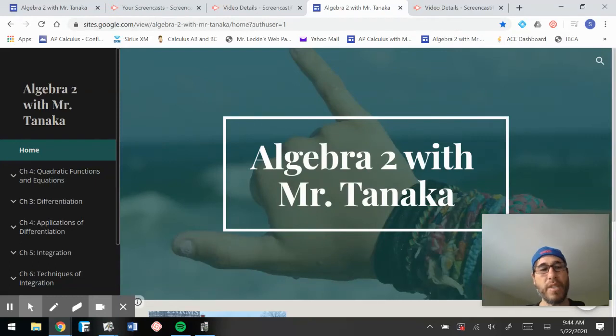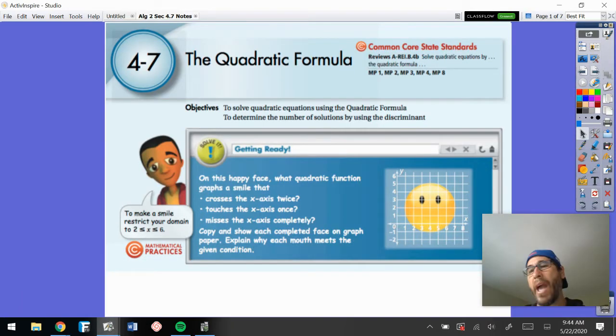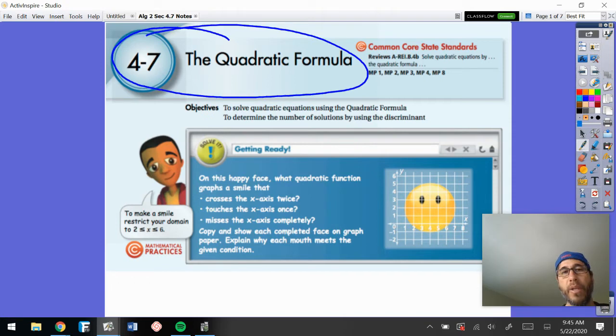Aloha Algebra 2. Today we are going to section 4.7, which is the quadratic formula. It's a formula that you're going to have to use all the way through the rest of your math careers, whether it be math classes in high school or as you get on to college. So go ahead and look at your notes, and hopefully you printed these notes out.